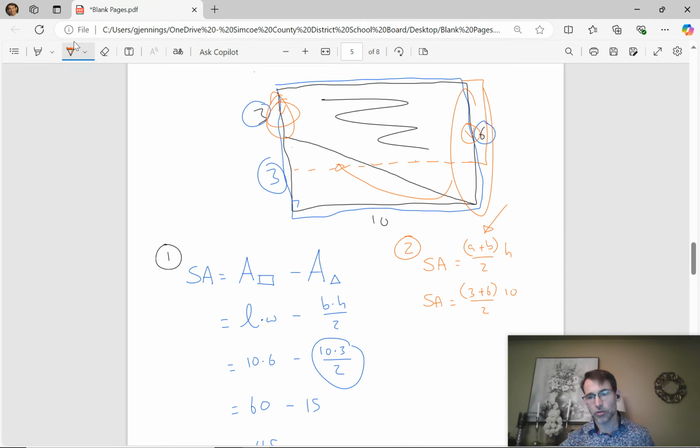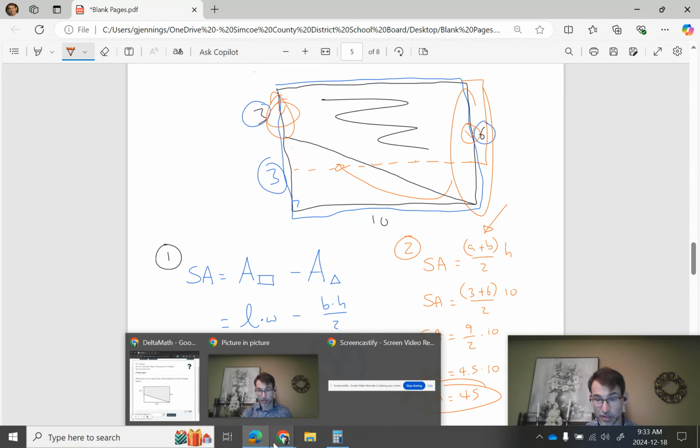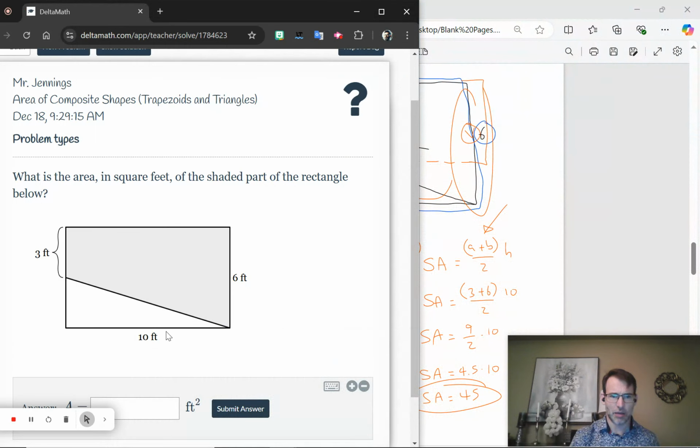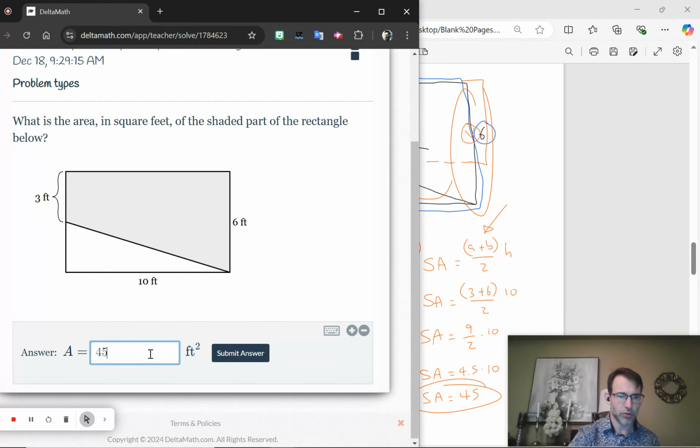Okay, so now we're going to do 3 plus 6 first, and then divide it by 2. So the shaded area is equal to 9 over 2 times 10, which is 4.5 times 10, and the shaded area is equal to 45. Do you believe me yet that the two methods are really the same thing? They're just different. It's like saying, oh, you walk to school on that street? I walk on the street right next to it. You're still making the same number of east, west, north, south moves. It's just the same. So here, 45, you still go to school.